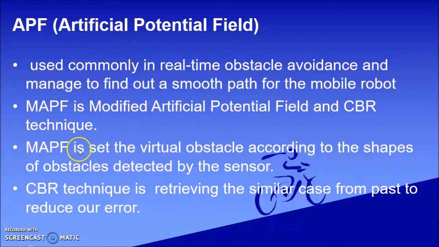MAPF sets virtual obstacles according to the shape of the obstacle detected by the sensor. The CBR technique retrieves similar cases from the past to reduce our error. That means the CBR technique can retrieve similar cases or similar experience from before. Then we can use the past experience to reduce our error and avoid crashing into the obstacle.